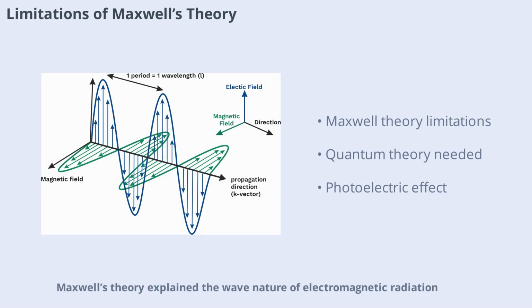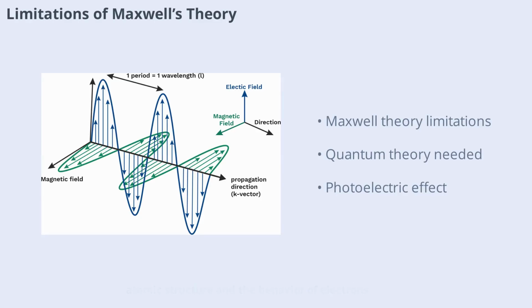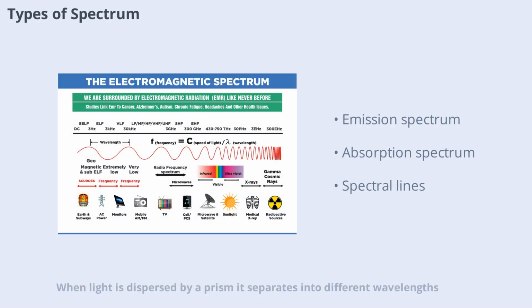Maxwell's theory explained the wave nature of electromagnetic radiation, but it couldn't account for phenomena like black body radiation, the photoelectric effect, and line spectra of atoms. These limitations led to the development of quantum theories, which provided a deeper understanding of atomic structure and the behavior of electrons. When light is dispersed by a prism, it separates into different wavelengths, forming a spectrum.